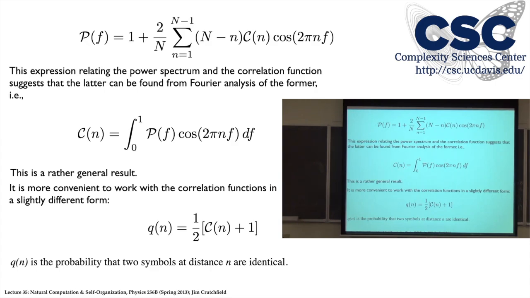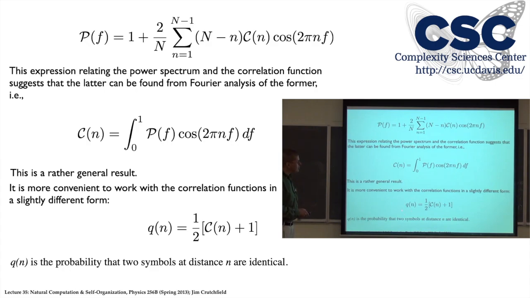And finally, I don't really want to work with this C sub n, and this is really a matter of taste. This is anticipation of Thursday. I want to work with a related quantity, and I'm going to refer to this as the correlation function. From now on, whenever I say the correlation function, I really mean Q sub n. And it's just related to this one linearly.